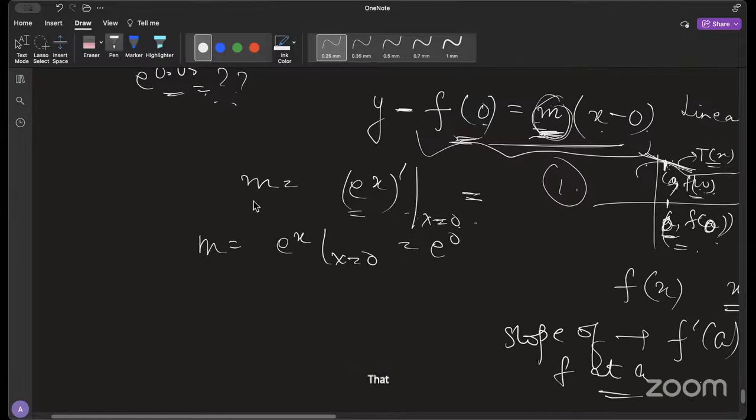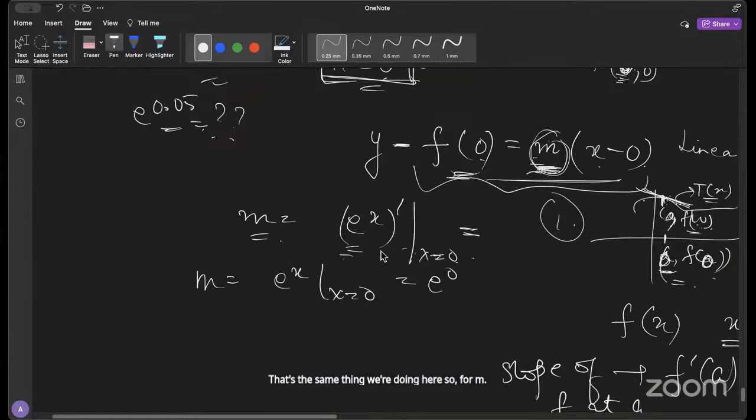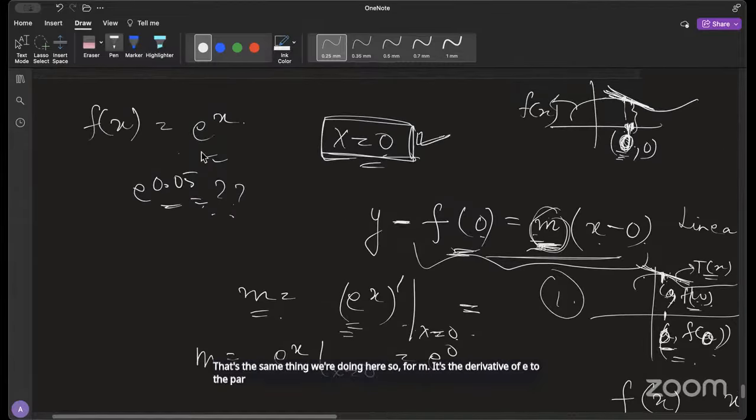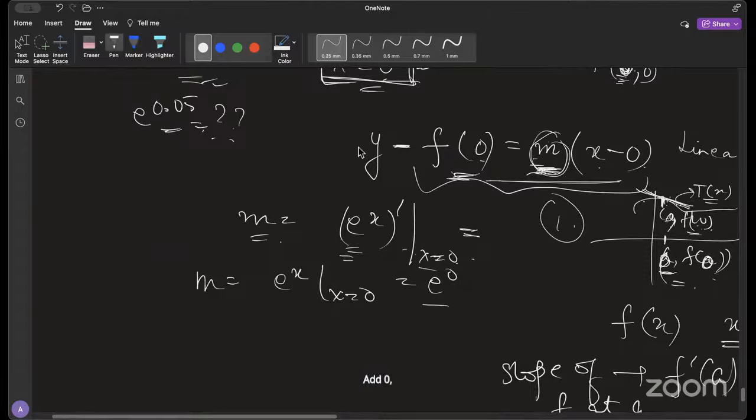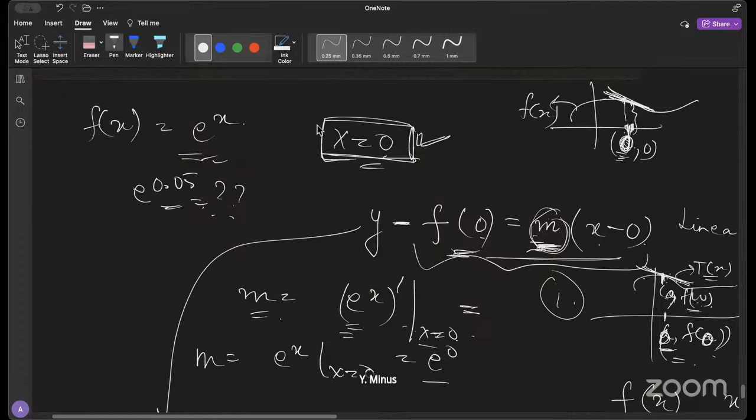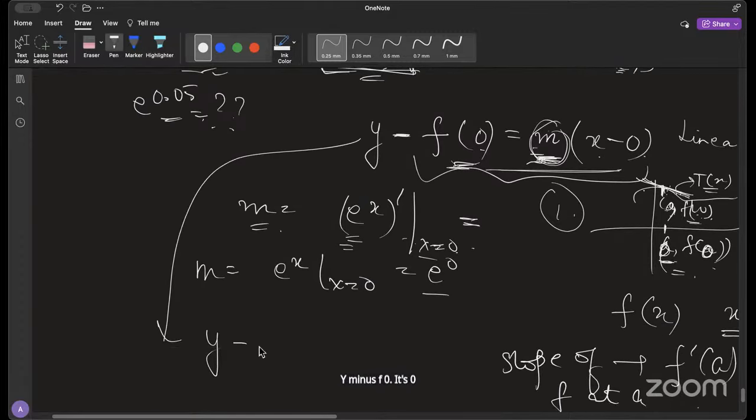That's the same thing we're doing here. So for m, it's the derivative of e to the power x, because that's your function at 0, which is e to the power 0. So this thing becomes y minus f(0). f(0) is e to the power 0, which is 1, right?